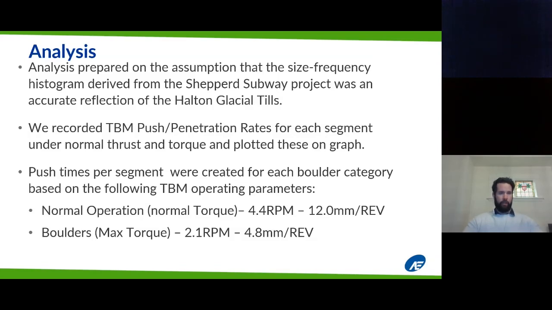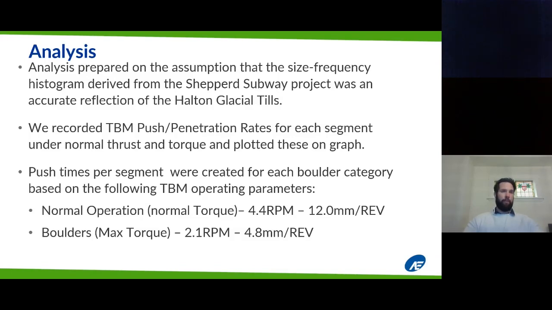It was less important that it was extremely accurate or that the operator and our inspector agreed on every single push. But over that kilometer, we wanted to make sure that there were enough drives where the operator and our inspector did agree that there were no boulders present, so we could set a baseline, and that was the basis for proceeding with our analysis. So the push time per segment was created for each boulder category, and it was based on the form that you can see at the bottom of the screen there, and this is purely based on TBM operating parameters.